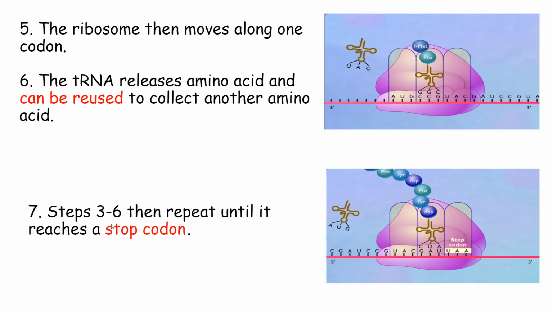And part 7, steps 3 to 6 are then repeated until it reaches a stop codon. So basically, this keeps happening. The ribosome is moving along the mRNA, moving along from codon to codon to codon, and each time it does that, the tRNA with an anticodon that base pairs with the codon will come, base pair, and they will bring whatever amino acid they code for.